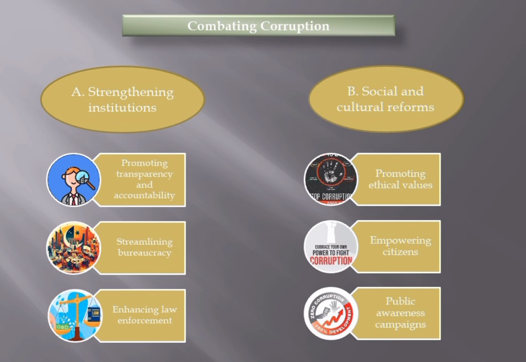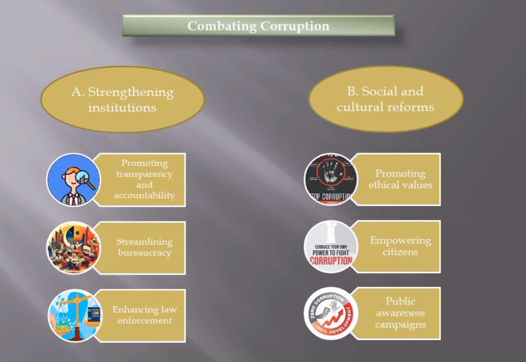Assalamu alaikum. My name is Abdul Ahad and I'm telling you how we can fight against corruption. To fight against corruption, we have two measures which we can take. Number one is strengthening our institutions. Number two is social and cultural reform.